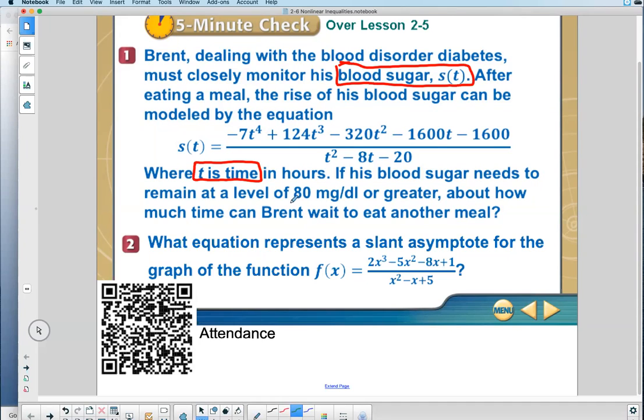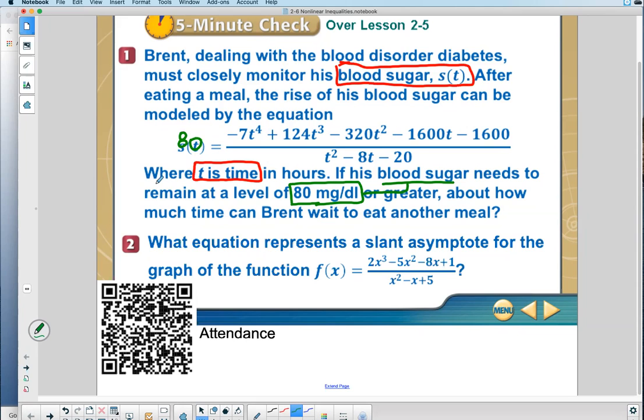$80. Now what is 80? Is 80 a time or is it a sugar level? Sugar level. So that means 80 is going to go in for S of t. So if you pull up your Desmos graphs, I said I already had listed, that 80 is going to go right there.